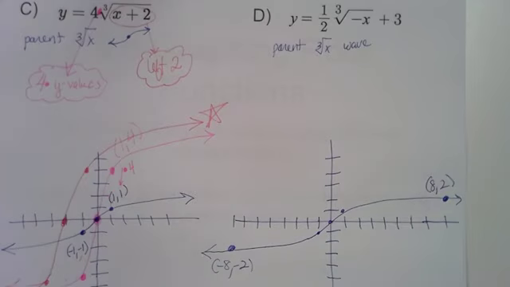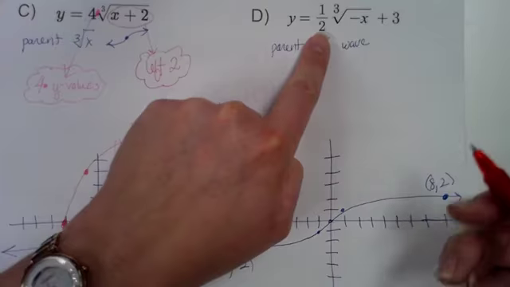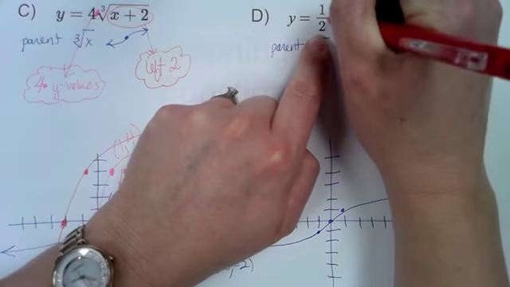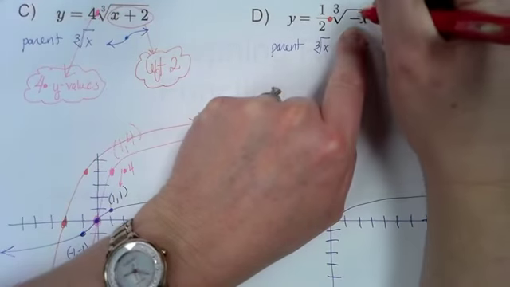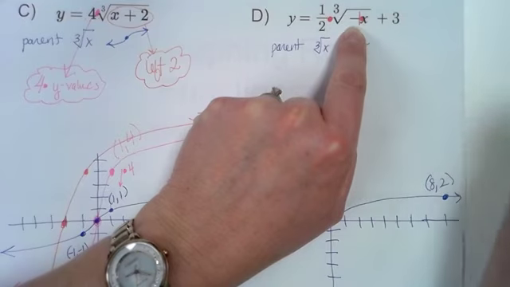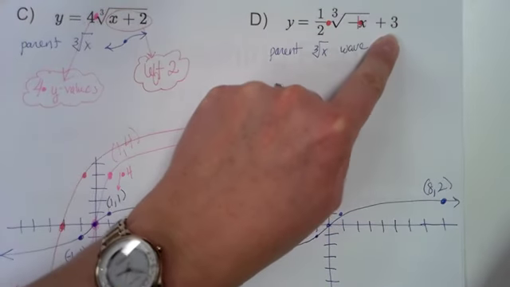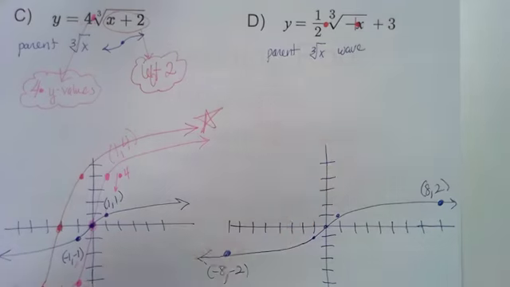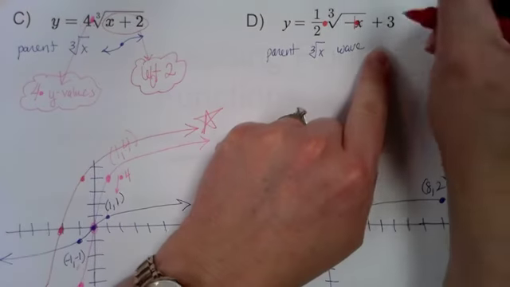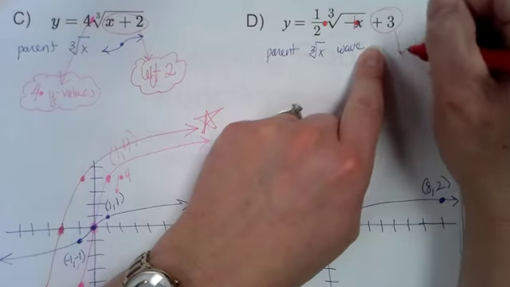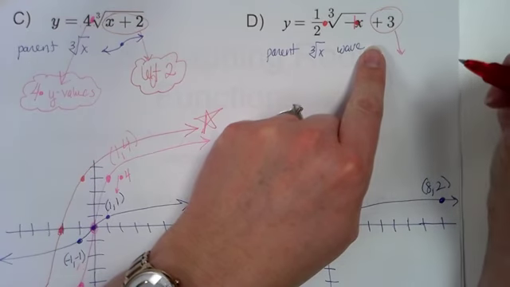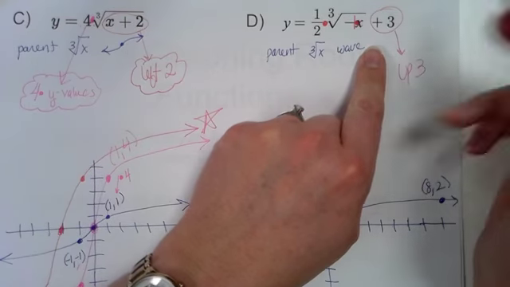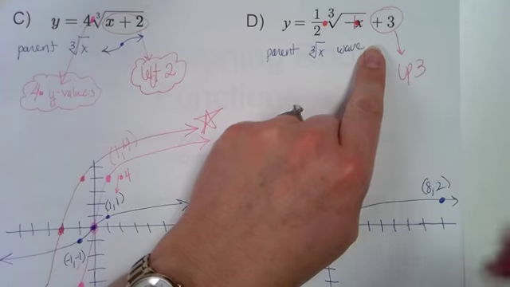Okay, so there's our starting graph. How many transformations do we have on this function? 3. Yeah. We've got a times by 1/2. This is negative 1 times x, and then we have a plus 3, so we have 3 transformations. What does the plus 3 do? Moves it up 3. Good. It's on the outside. That's going up and down.